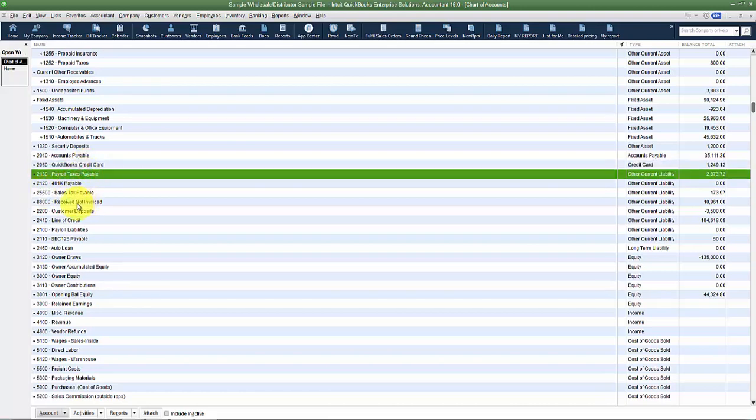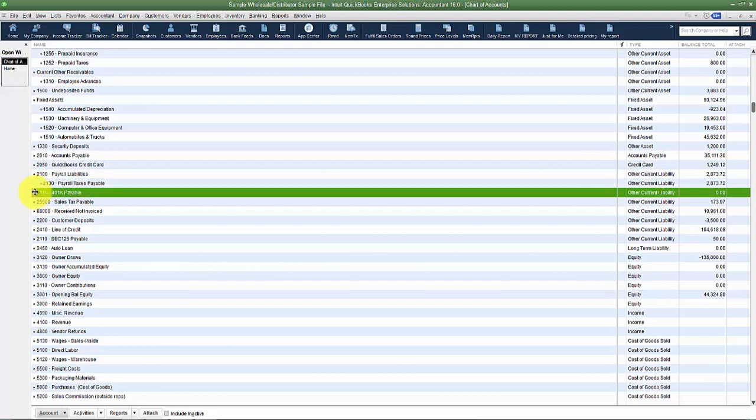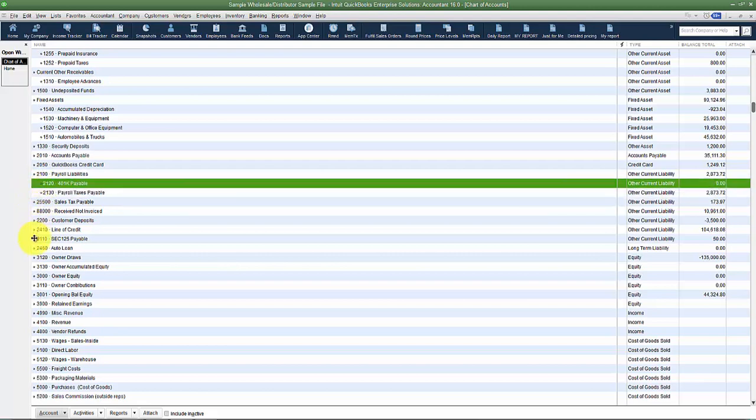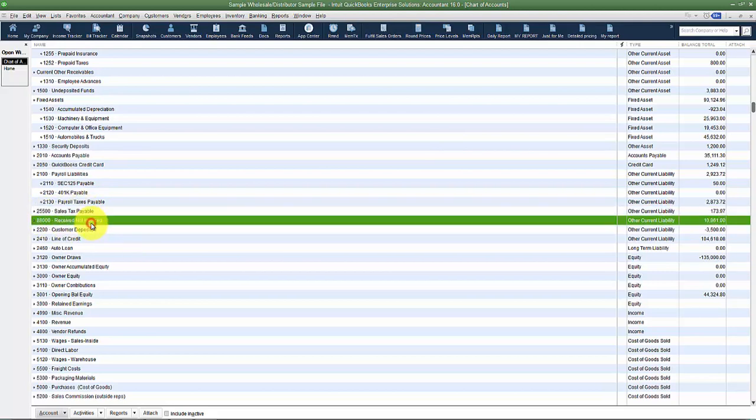Okay, payroll taxes payable. So I have this payroll liabilities down here. Let's see. Whoops, quick report, not edit. So I'm not using this account. So I'm going to use this as my header and then stick under there all the payables for payroll. Okay. All right. Then we have sales tax payable, which we're going to leave alone again. Sales tax payable generally doesn't have any subaccounts. Received not invoiced, we're going to leave alone. That has to do with inventory.